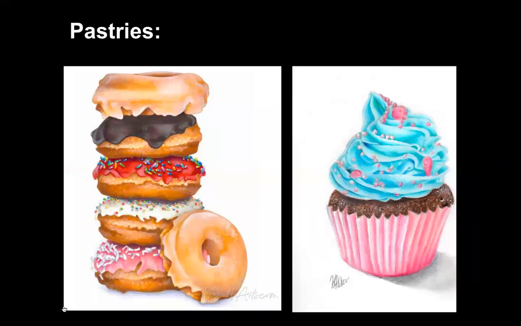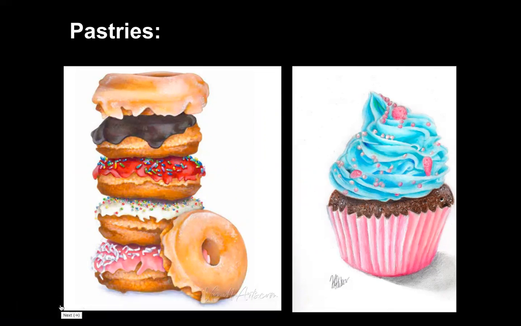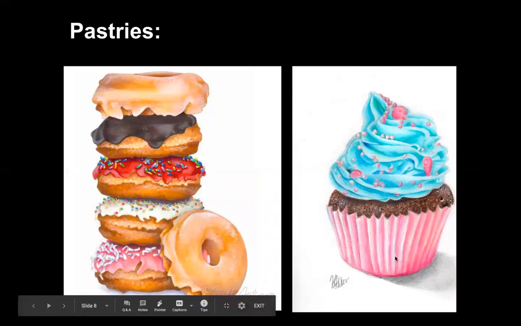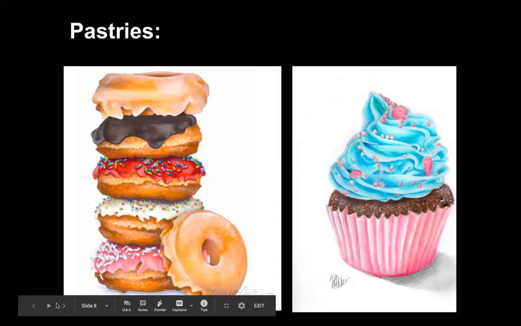You could do some sweets, things like pastries, and you could stack them. You could do an image by itself, but make sure that you create some sort of setting. Notice that this cupcake isn't just floating in white space in the center of the composition. It has a cast shadow.